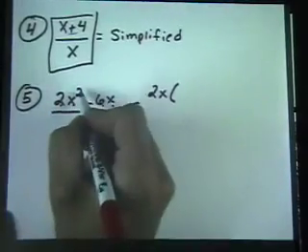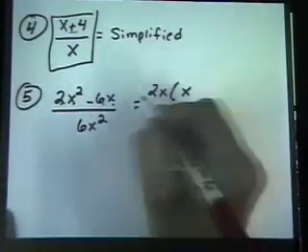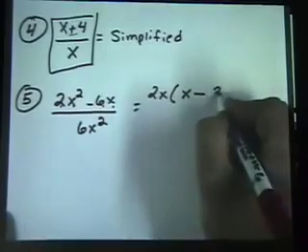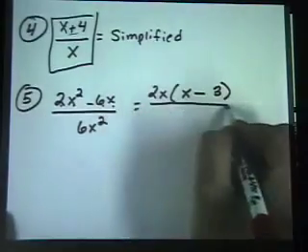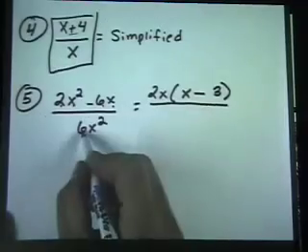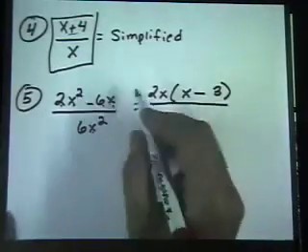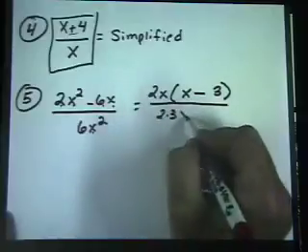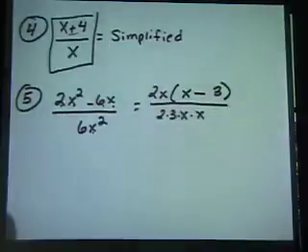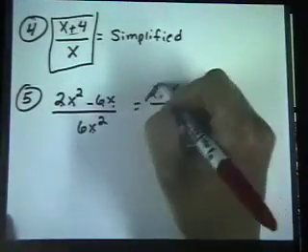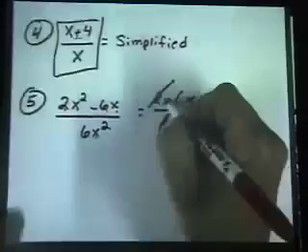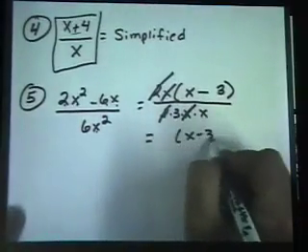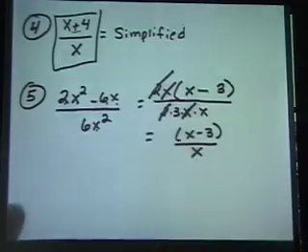If I take 2x squared divided by 2x, I'm just left with an x. Sign stays the same. 6x divided by 2x, I'm just left with a 3. All over 6x squared. Well, that's kind of the same thing. 6 is the same thing as 2 times 3. And we've got times x. Now I can cross-cancel anything that's separated by multiplication. 2 and 2, x for an x. And my answer is x minus 3 all over x.